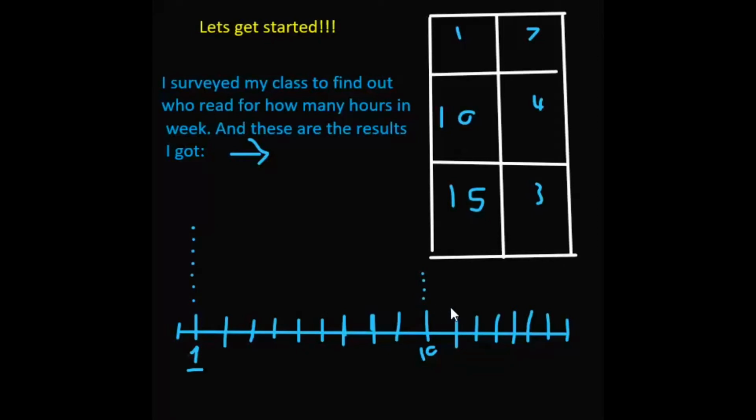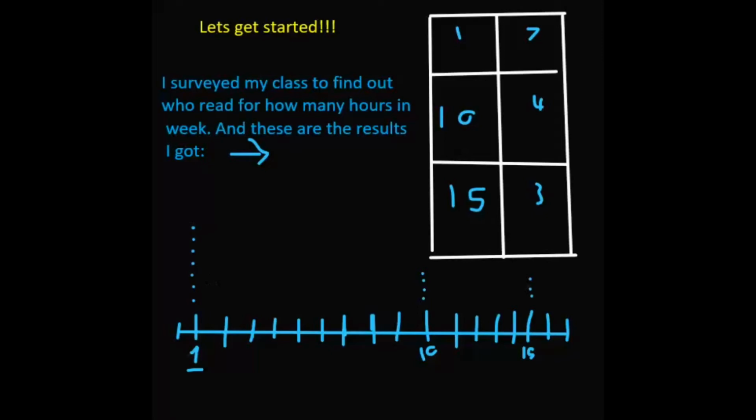So now that we have that labeled, we can find out the next amount. So 15 hours. 10, 11, 12, 13, 14, 15. 15 would be right here. So now let's see how many people read for 15 hours. 3 people. 1, 2, 3. So this is how you put all of your data from a survey into a number line or a line plot, which is how you can apply your data.